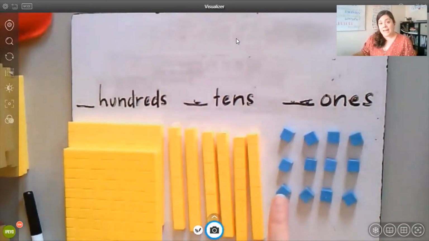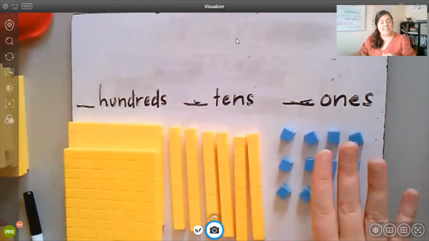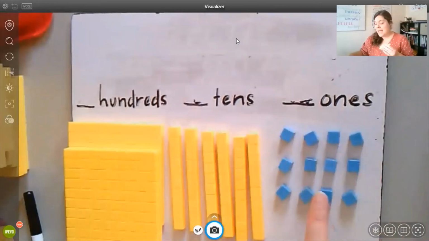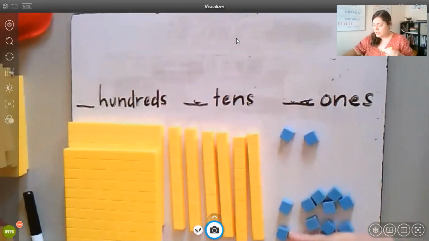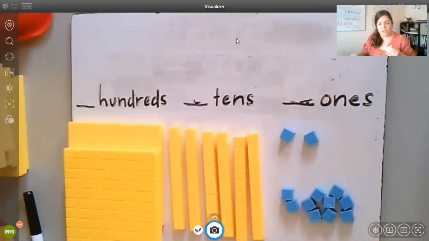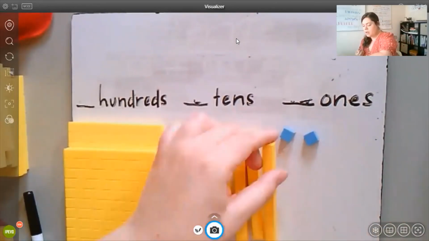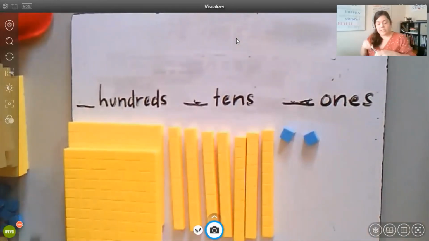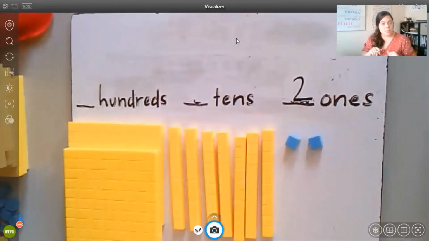Because I have more than 9 here, I know that I could have another rod. So I need to think about how many of these I need to trade or regroup to make a rod. I know that a rod is worth 10, so I'm going to remove 10 of these blocks. As you can see, I just did like that. I counted 4 plus 2, that makes 10. I'm going to take those 10 blocks away and replace it with a rod. So now when I represent my number, I see that I have 2 ones. I'm comfortable with that number.